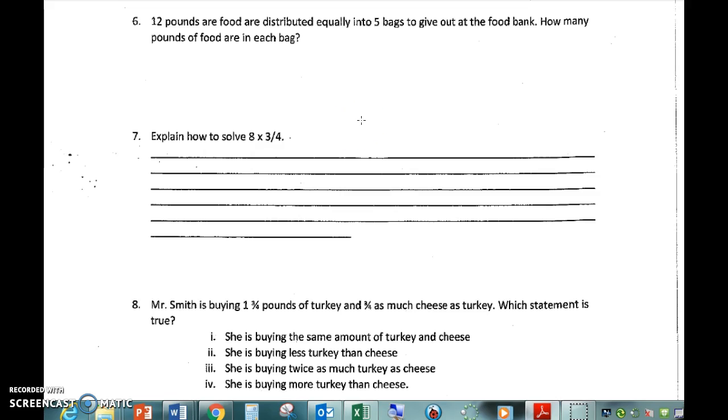To solve 8 times 3/4, you have to give 8 its denominator. So every whole number is over top of a 1. And then you're going to multiply that by 3/4. And when we multiply across, I can tell already it's about to be improper. 8 times 3 is 24. And then 1 times 4 is going to be 4.